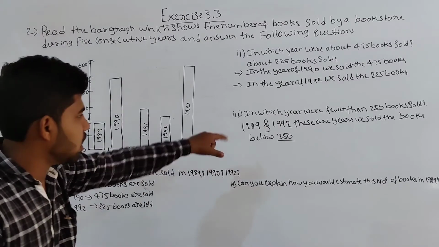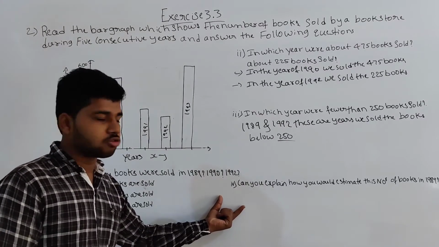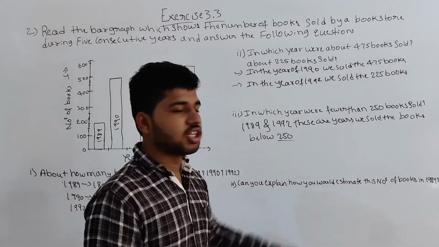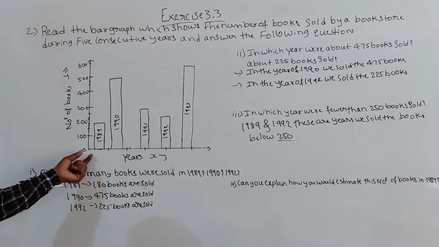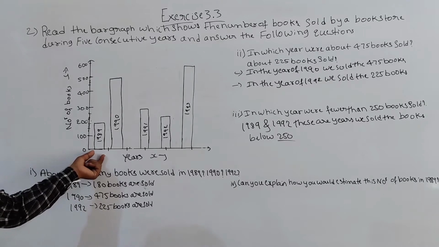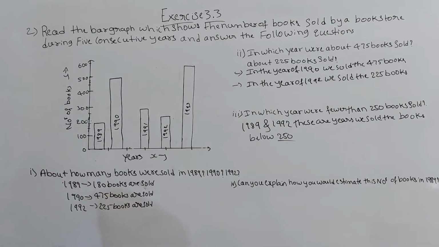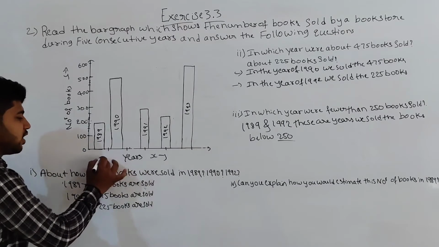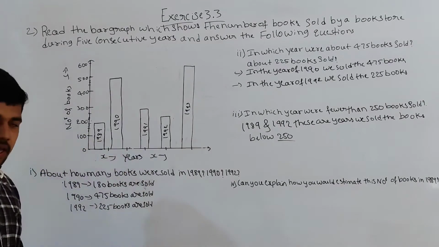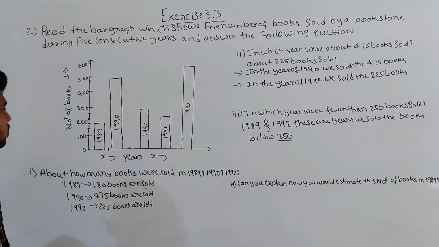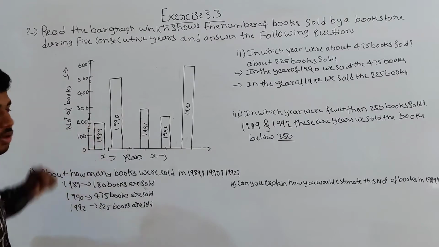That's the completion of the third sub question. Coming to the last, fourth sub question: can you explain how you would estimate the number of books in 1989? Look at the graph here. Already I said the x-axis. When you draw from the x-axis to the y-axis, you will get these numbers, 180.